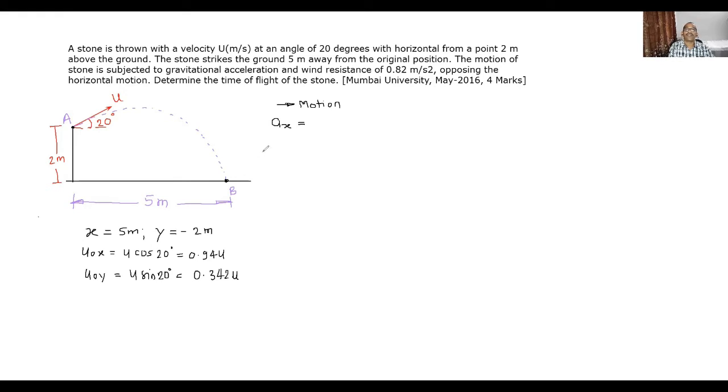In which direction? Horizontal direction. Gravitational acceleration is in the vertical direction, and the wind resistance, which is given, is in the horizontal direction. As it is a resistance, the velocity of the particle along the x-axis will decrease. Therefore, ax is given as negative 0.82 meter per second square.